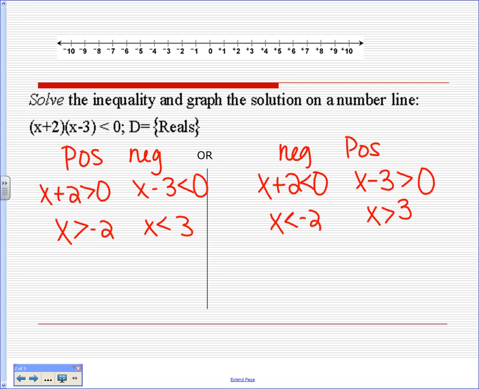Okay, now what? Which ones are we going to use? Okay, looking on the left. Numbers that are greater than negative 2 and less than 3. Does that work? What does that look like? They're connecting. Okay, what about numbers that are greater than negative 2 and less than 3?